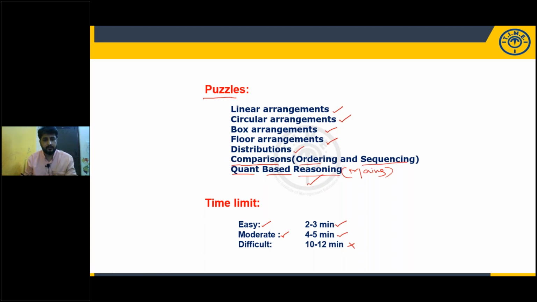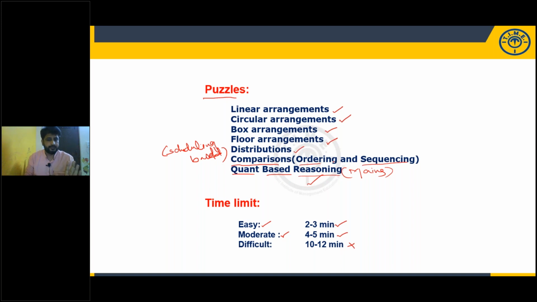They'll give you standard models. No experimental models will be given in RRB PO prelims or RRB PO mains or RRB clerical prelims or RRB clerical mains. No experimental questions. They'll give you standard models: linear, circular, box, floor, distributions. Distributions is nothing but scheduling based puzzles. Months and dates, days based puzzles. So scheduling based puzzles will be given.